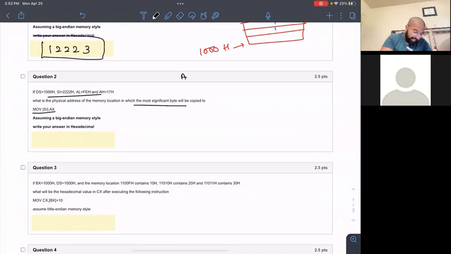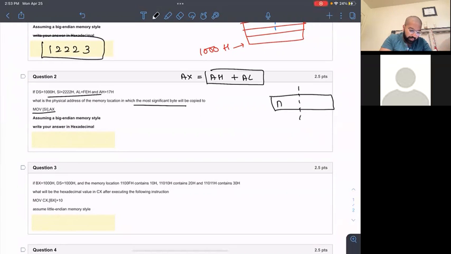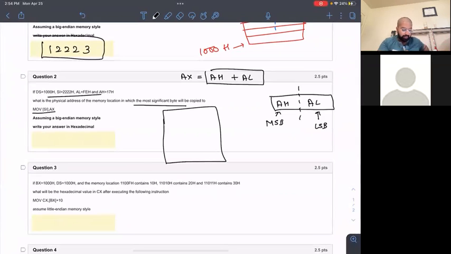The first thing we know is that AX consists of a higher 16 bits and lower 16 bits. If this is the AX register, it can be divided into AH, the most significant 16 bits, and AL, the least significant bits. Make sense? Cool. Let's say that's our data segment, and it has this address, and SI is 2222H.